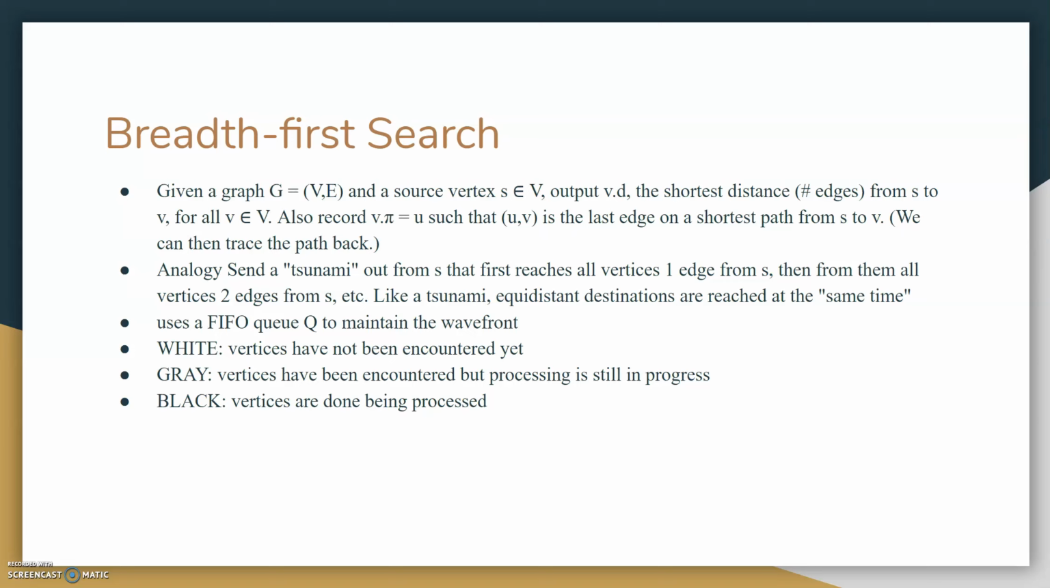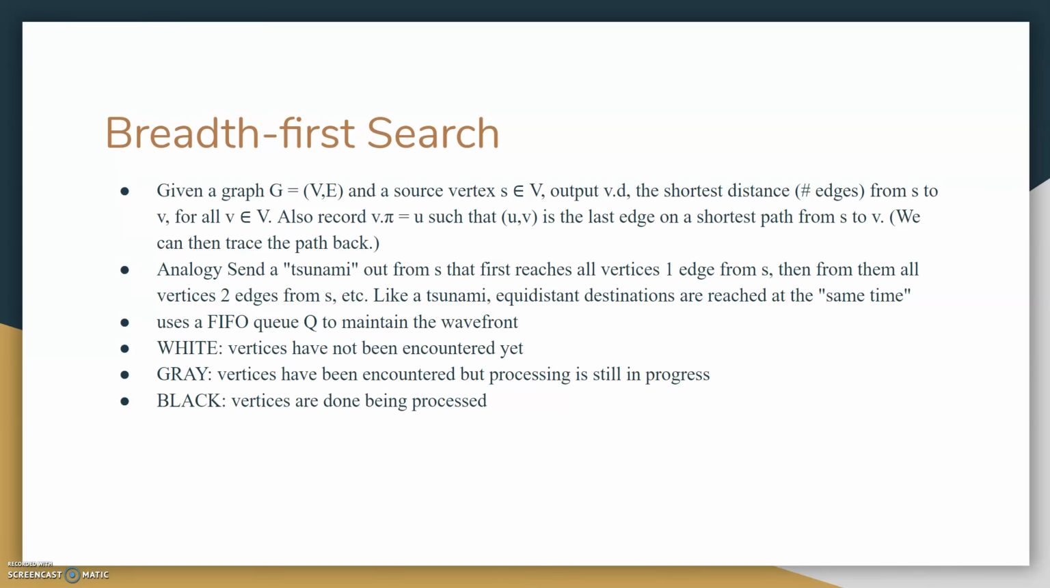In this kind of algorithm, you use a FIFO, first in first out, queue, denoted with a capital Q, to maintain the wavefront. You can also use colors to symbolize whether you have visited a vertex yet, whether it's still in the process of being visited, or whether it's finished.